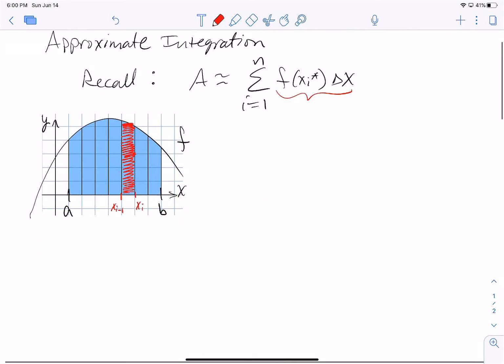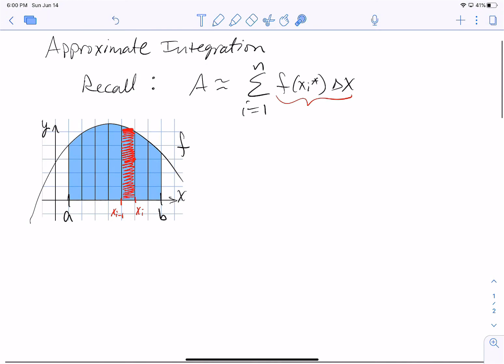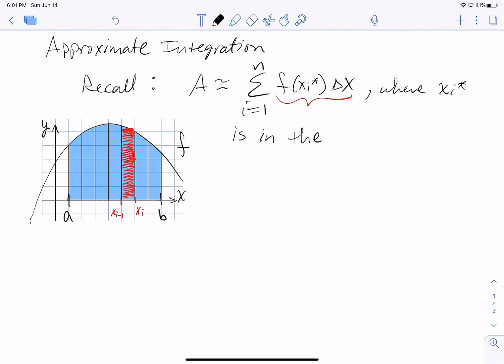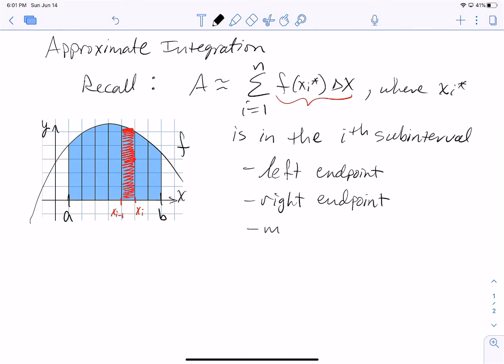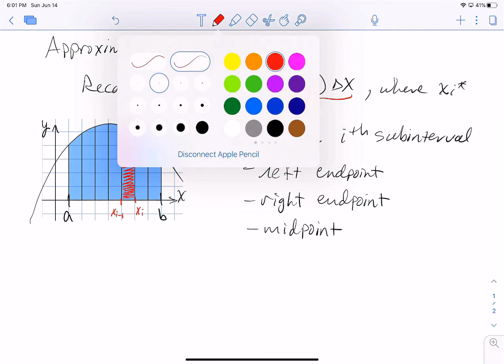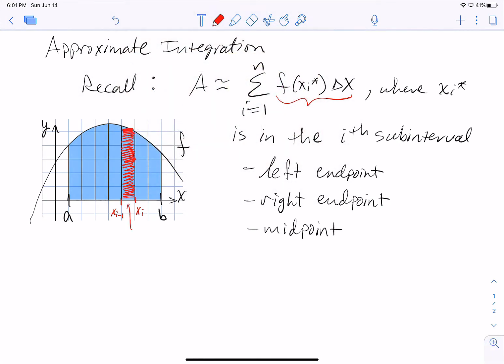And the idea when you first saw this was that x sub i star is just some number in the ith subinterval. You may have computed stuff using the left endpoint of each subinterval, or the right endpoint, or even the midpoint. For now, let's focus on the midpoint.